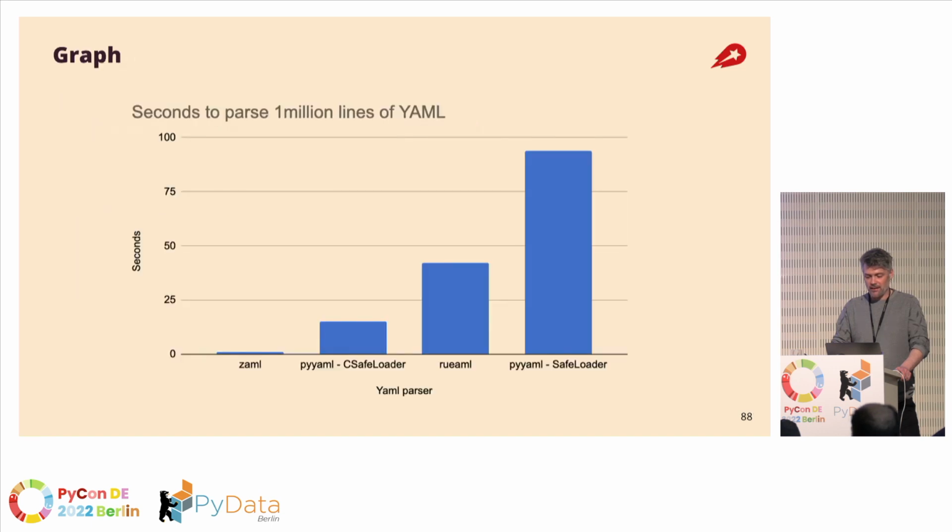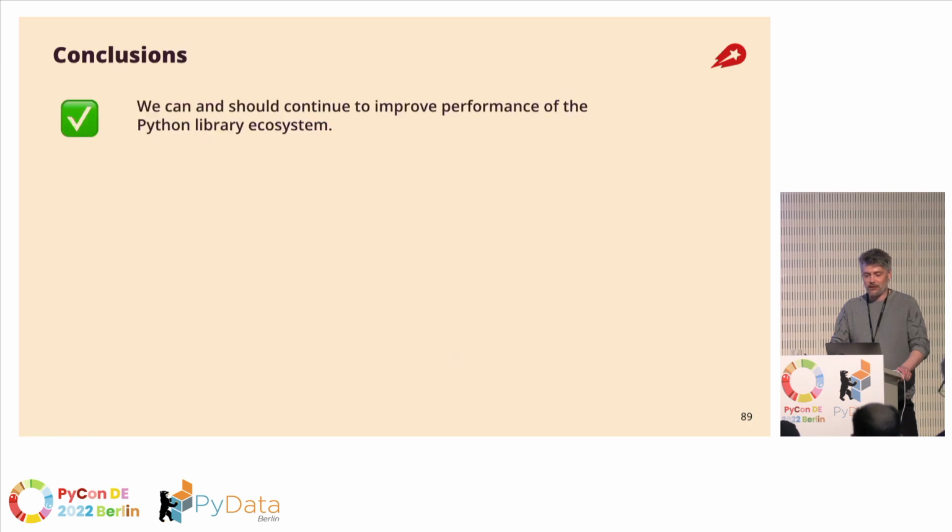Also, yesterday I did a little bit of benchmarking against some other alternatives, the non-C version of PyYAML and README. And I wouldn't want you to take away from this talk that PyYAML and README are slow. This proof of concept doesn't handle many, many edge cases and would be slower in practice, but I suspect not 10 times slower. And therefore, I will just leave you with the conclusion that we can and should continue to improve performance of the Python library ecosystem.